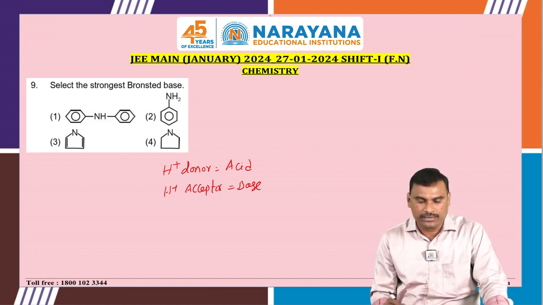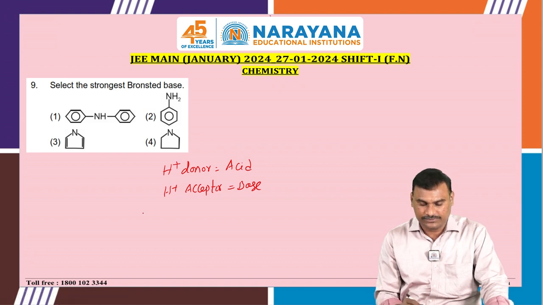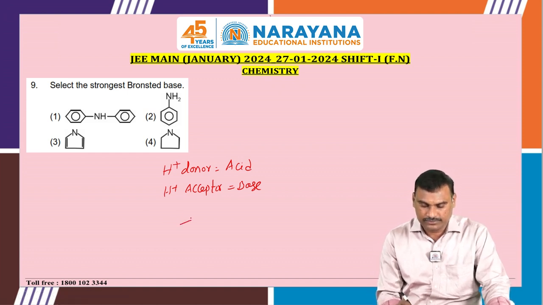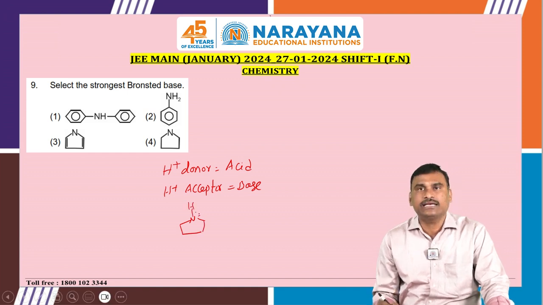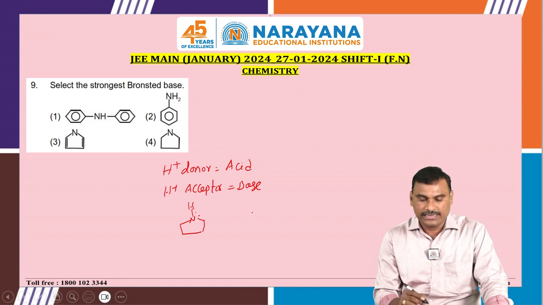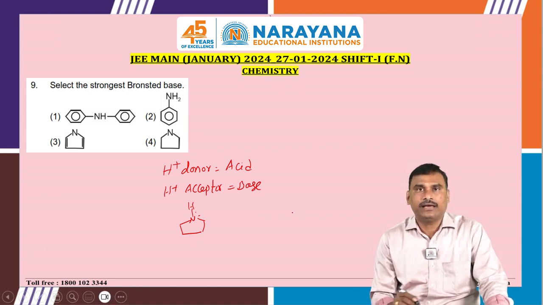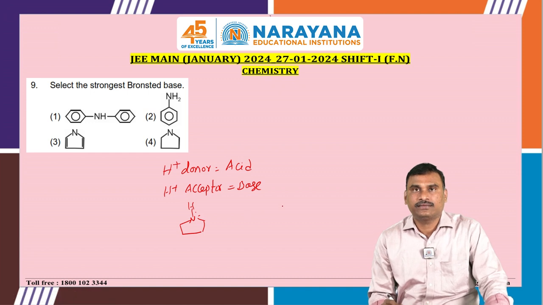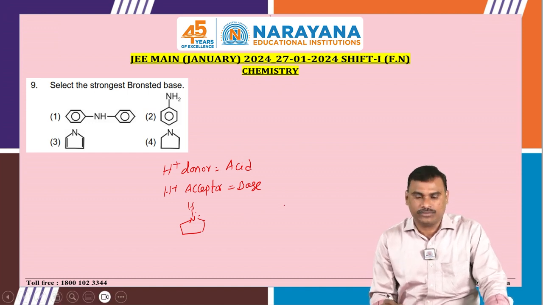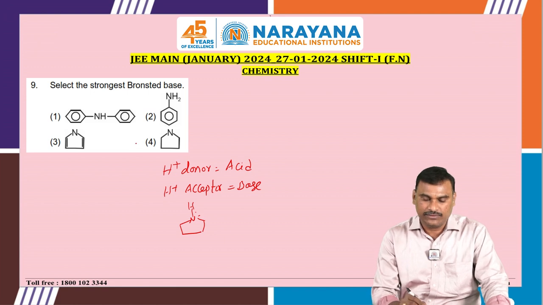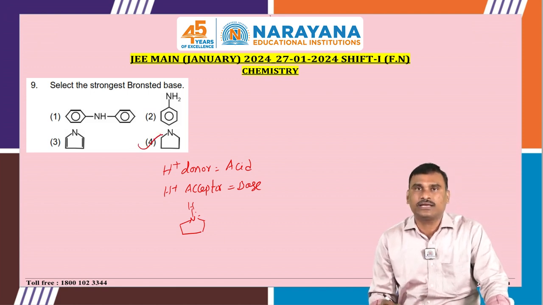Among the given options, in the fourth option, the lone pair is free, since there is no conjugation with respect to the lone pair. But in option 1, option 2 and option 3, that is diphenylamine, aniline and azole, in all of them the nitrogen lone pair is in conjugation with the given species. Therefore, options 1, 2, 3 are not possible for the best Bronsted base. Fourth is the correct answer, because of lack of conjugation.